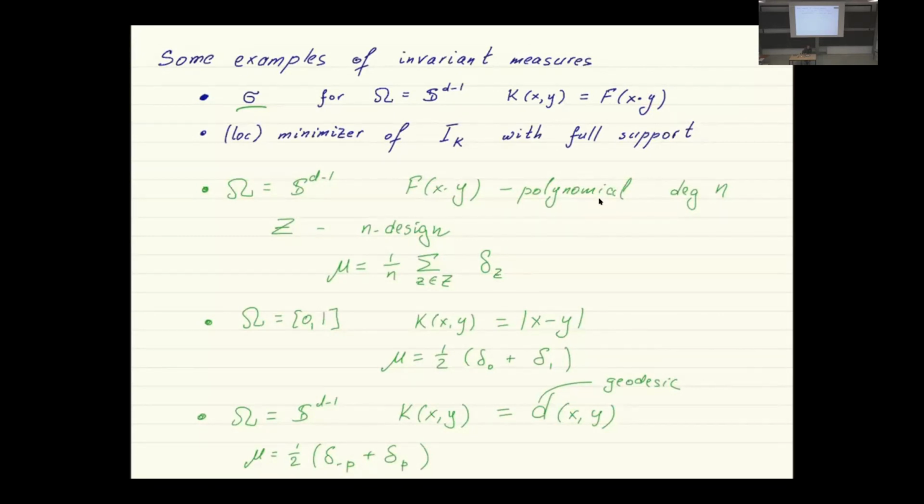And another example which is relevant to today's talk is, again, if your domain is the sphere and your discrete set of points is a design of strength n, and we'll talk about designs in more detail a little later, and this rotationally invariant kernel is a polynomial of degree n, then also this is going to be an invariant measure, and the potential is going to be constant on the whole sphere. So these two examples are going to be important for us, and in particular, the first one. So for now, let's keep in mind the first example.